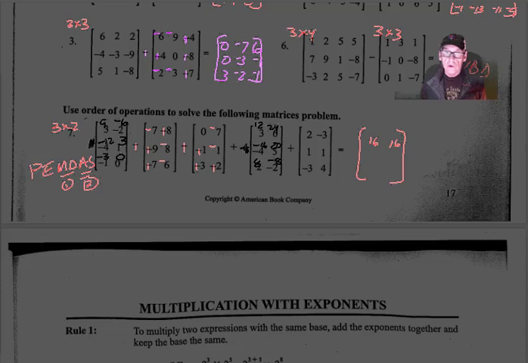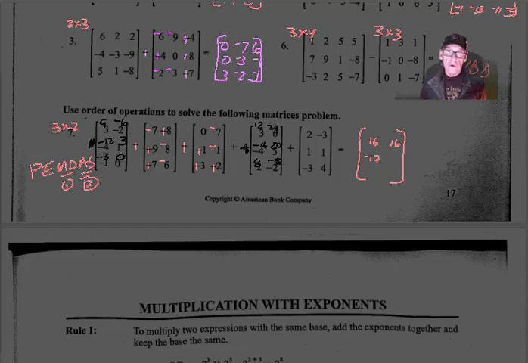Let's look at row 2, column 1. A negative 12 plus 9 is a negative 3. A negative 3 plus 1 is a negative 2. A negative 2 plus 16 is a negative 18. And a negative 18 plus 1 is a negative 17.